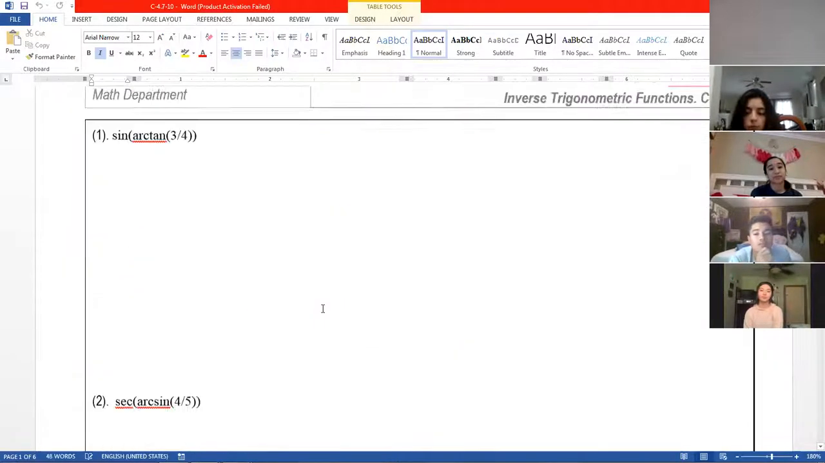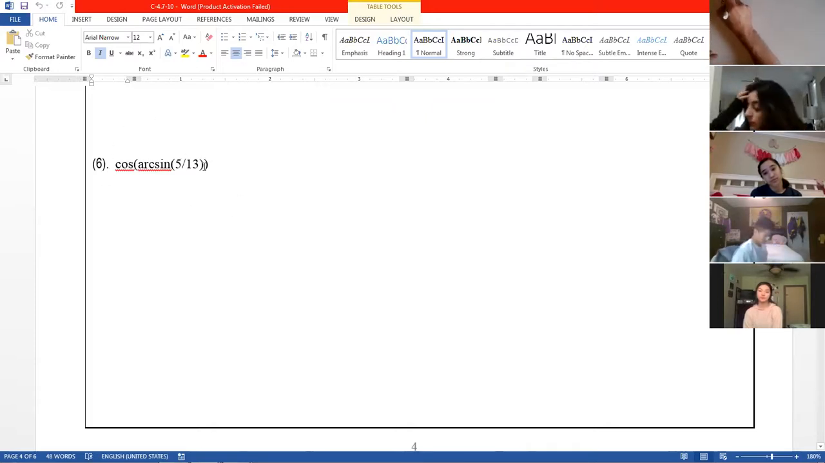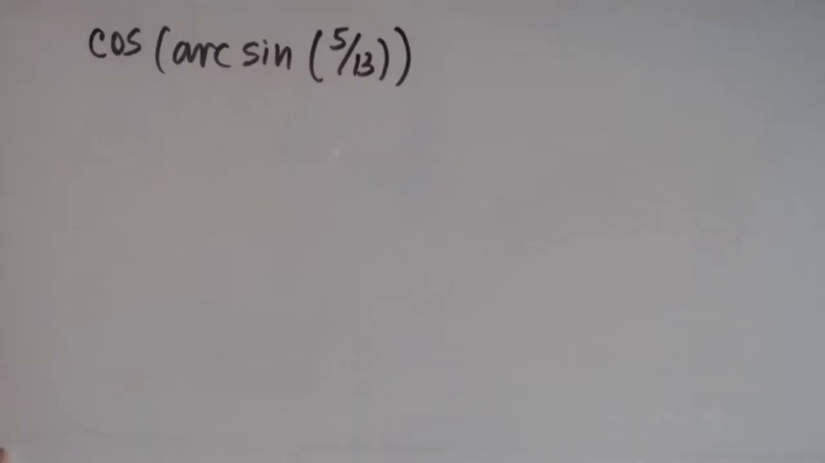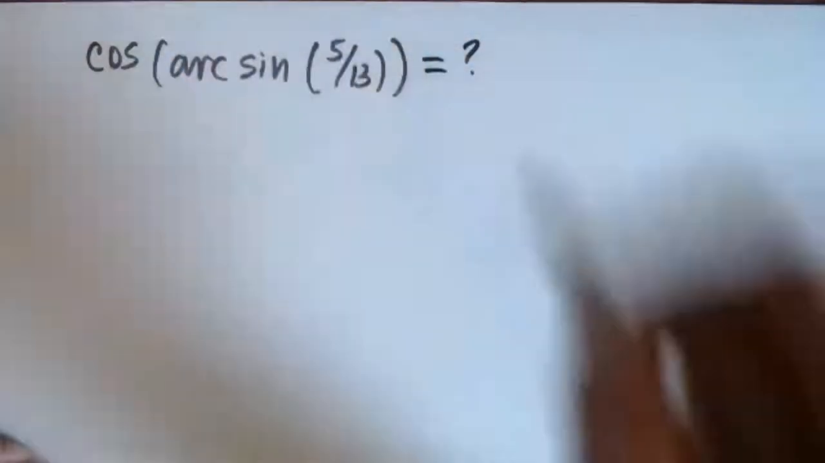Now, in this assignment, on page 4, I'm going to solve this one. Like a review from yesterday: cosine of the arc sine of 5/13. So we have to solve this problem. What is the value of the cosine of the arc sine of this one? So what is this value?